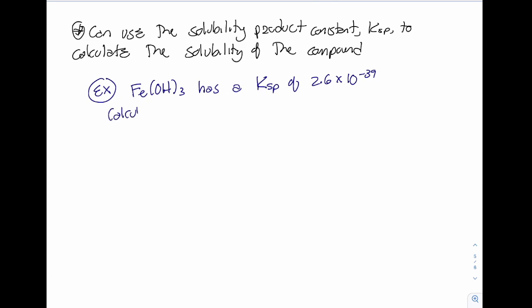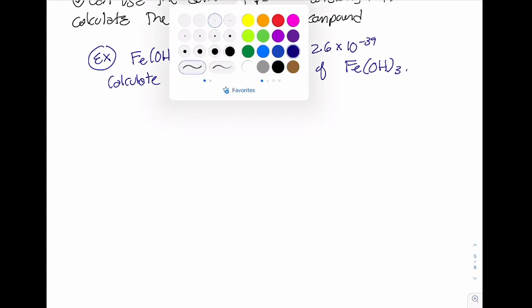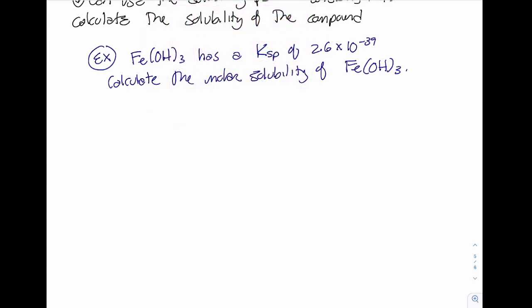So we're going to calculate the molar solubility. So just the solubility with molarity as my units of iron 3 hydroxide. So we're not going to expect a very large answer, right? It's not very soluble. If I have 1 liter of solution, I'm not going to have a lot of moles of my compound. So just like we were doing in the last video, we're going to start by writing our equilibrium equation.